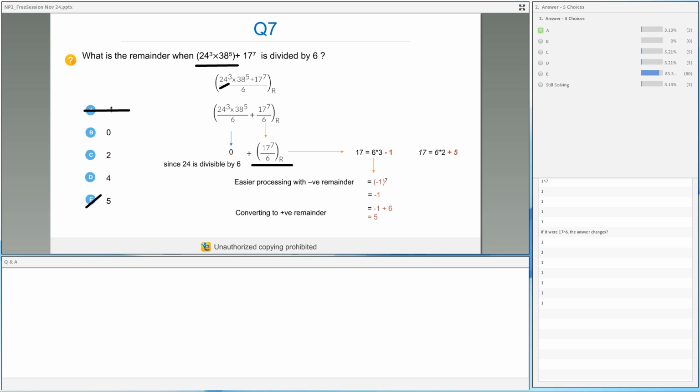Okay, is this clear? Now somebody is asking, why do we need to take a negative remainder when we anyways get 5 after adding minus 1 to the divisor? Now Amit, tell me this. Instead of 7, if I had an 8, would my answer have been 5 also, or would the answer be different?